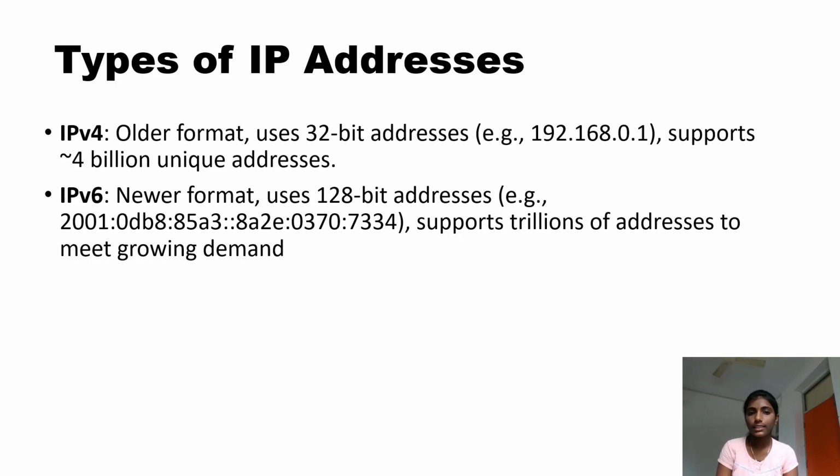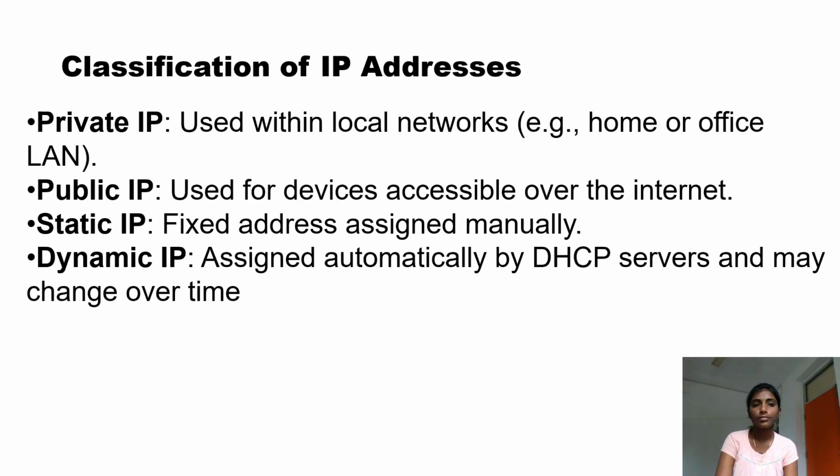Now we shall discuss the different types of IP addresses. There are two types of IP addresses: IPv4 and IPv6. IPv4 is the older format, uses 32-bit addresses, supports 4 billion unique addresses. IPv6 is a newer format which uses 128-bit addresses, supports trillions of addresses to meet growing demand.